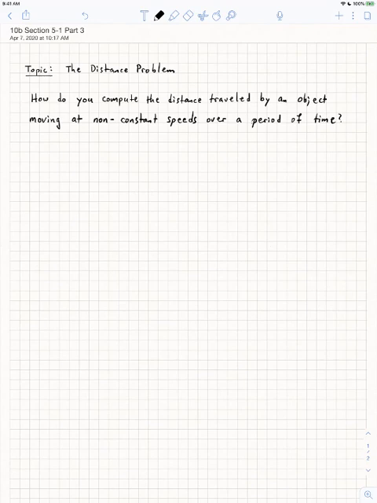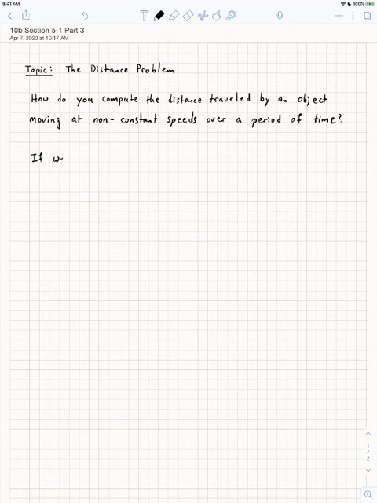In this video, we're going to address what's called the distance problem. This topic is related to area underneath a curve, even though it might not seem like it at first. The question is, how do you compute the distance traveled by an object moving at non-constant speeds over a period of time?